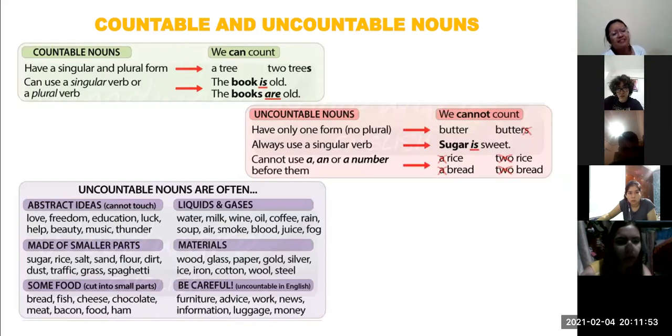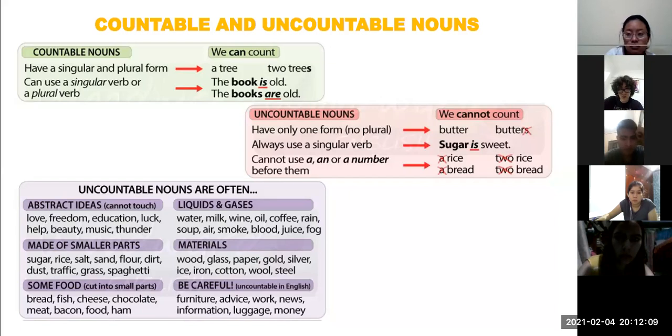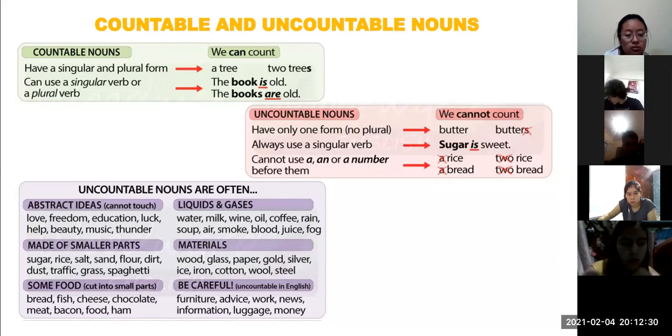One of the categories is abstract ideas. So things that we cannot touch, these are abstract, okay? For example, love, freedom, education, luck, and here we have a lot of examples about abstract ideas, okay? Then we have also things made of smaller parts. For example, sugar, we have grains of sugar, right? Rice, salt, sand, all these things that are made of smaller parts are uncountable too.